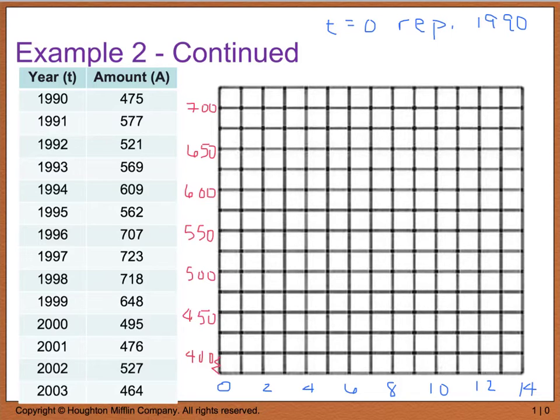Now that I have everything identified, all I have to do is go in and plot my points. At the year 1990, which we said was going to be 0, I have 475, which is right here. For 1991, I have 577, which is going to be just over the 575 mark. 1992 is 521, so that's 2, and then just over 500, not quite to 525. 1993 is 569, which is going to be just over the 550.